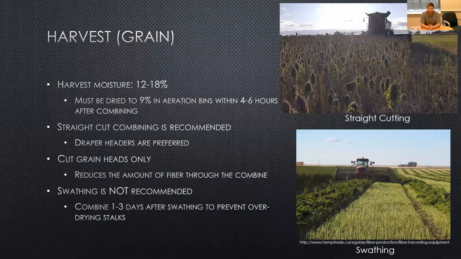We did have a couple farmers do this last season in Wisconsin. They were successful with it. If we are going to swath this crop, it needs to lay in a windrow only for 24 to 72 hours. The drier that this stock material becomes, the more we increase the potential for wrapping around shafts and bearings. So we are simply just trying to get some of the moisture out of the stock material if we swath.